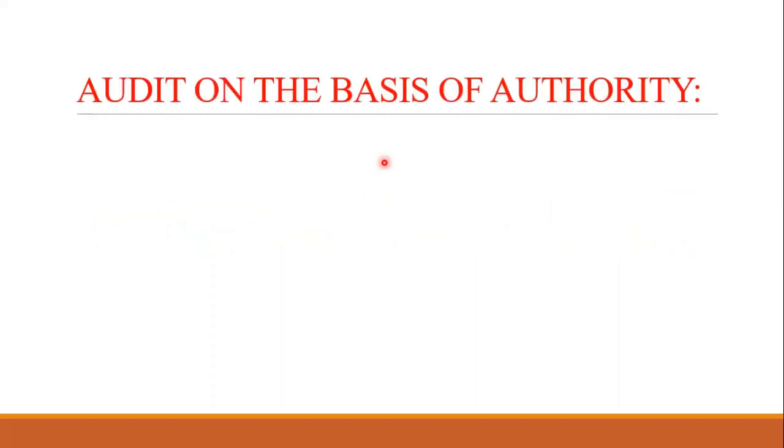Now, your types of audit has been divided into three parts. First, audit on the basis of authority, on the basis of rules and regulations. Under that, the very first type of audit is called statutory audit. Now, what is statutory audit?